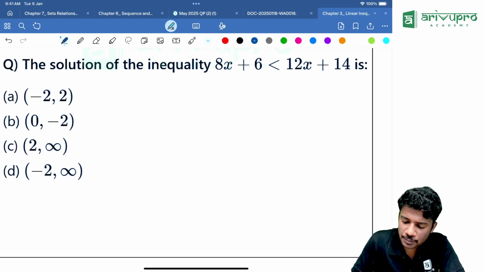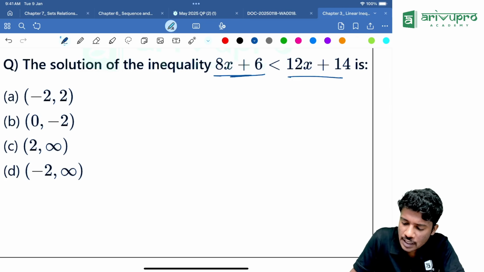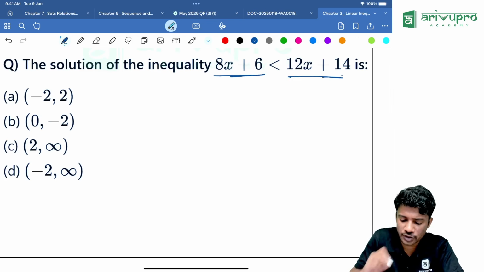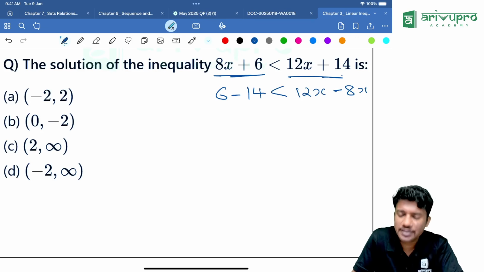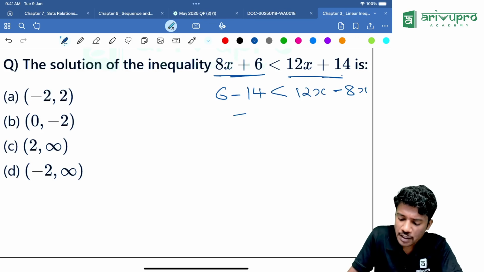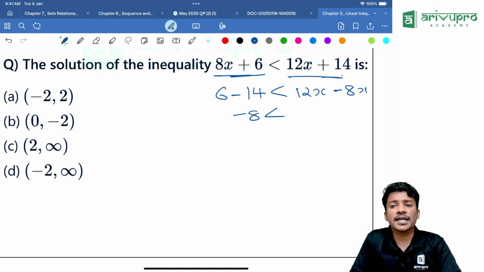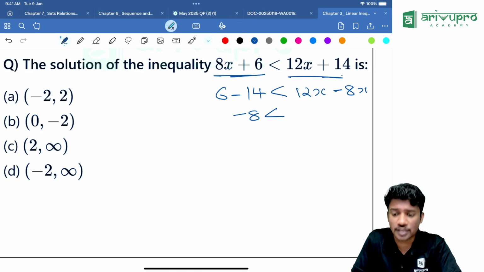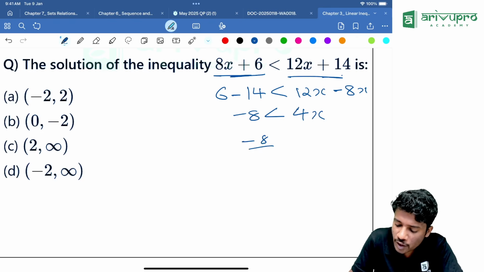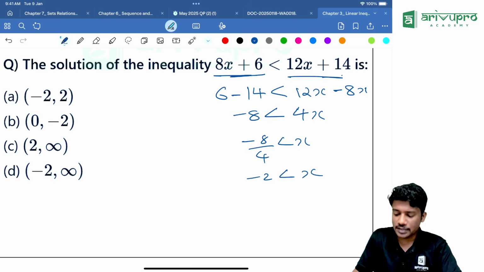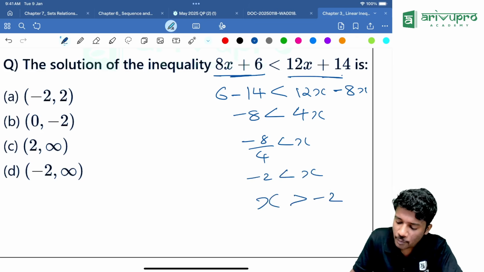So rearrange it, people. It will become what? I'll take 8x to the other side, 14 to this side. 14 comes to this side means it will become 6 minus 14 less than 12x minus 8x. That means minus 8 less than 4x. That means minus 8 divided by 4 less than x. That means minus 2 less than x. That means x is greater than minus 2.